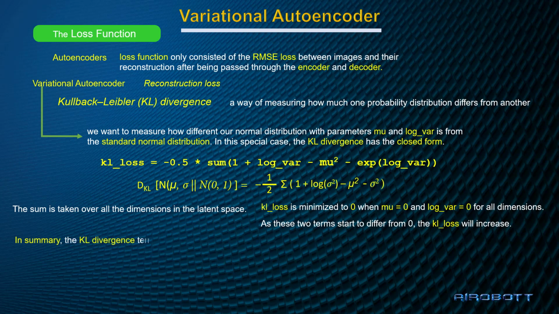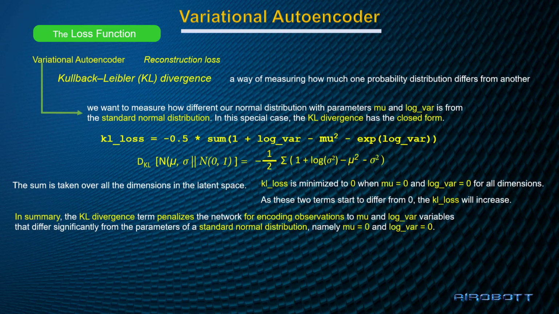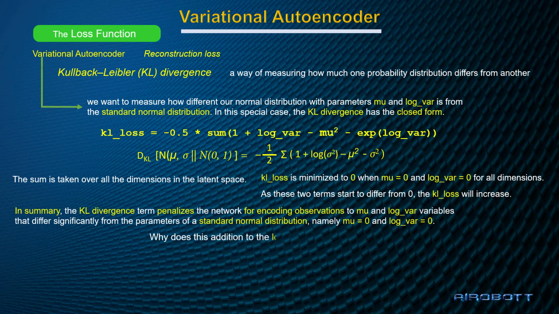In summary, the KL divergence term penalizes the network for encoding observations to mu and log_var variables that differ significantly from the parameters of a standard normal distribution, namely mu equal to 0 and log_var equal to 0. Why does this addition to the loss function help?